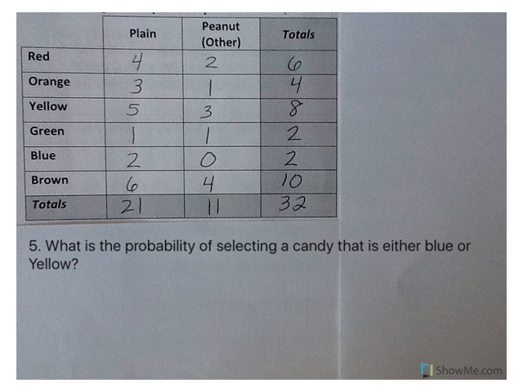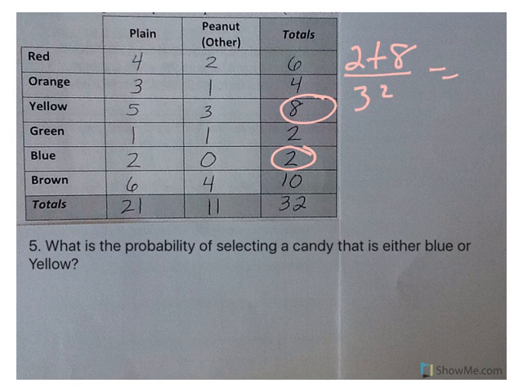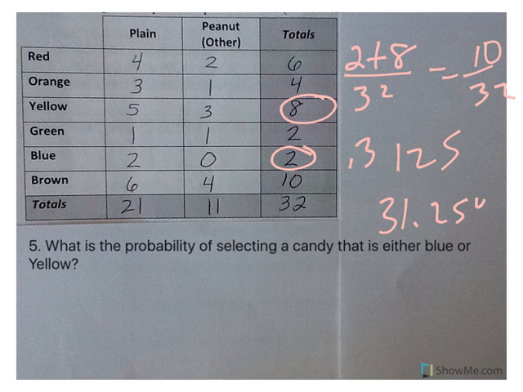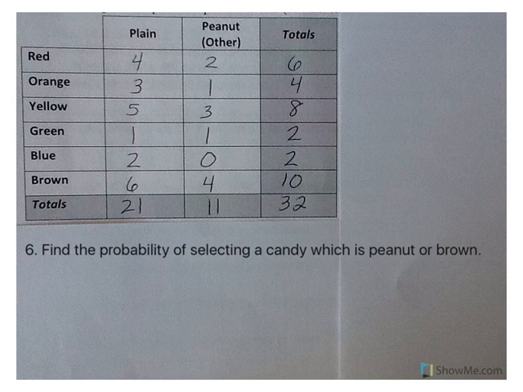What's the probability of selecting a candy that is either blue or yellow? Well, here's blue, here's yellow. And we talked about subtracting the overlap. But do we have a candy that is both blue and yellow? Don't say green, because that's a different color, right? So no, we don't have an overlap. So I'm going to have blue plus yellow over the total. So 10 over 32 is 0.3125, which is 31.25%.